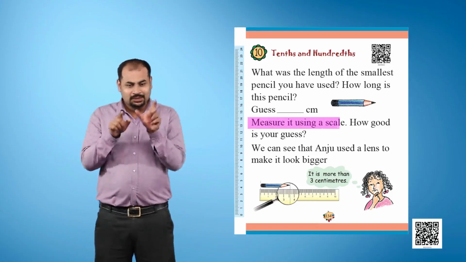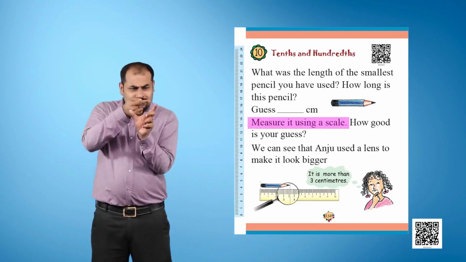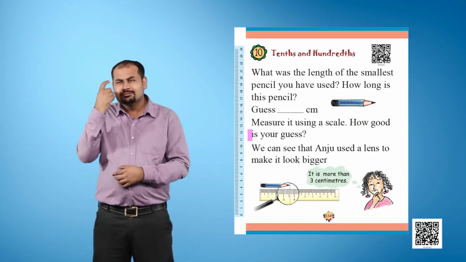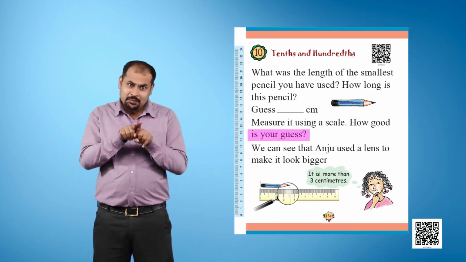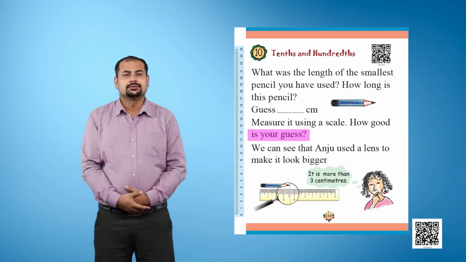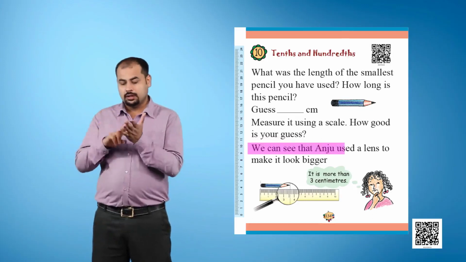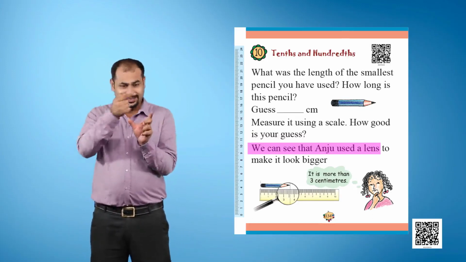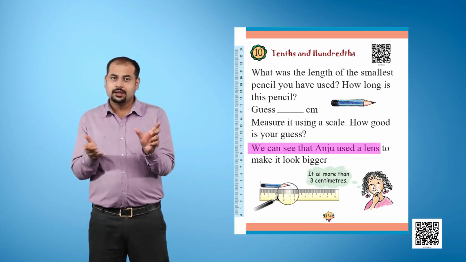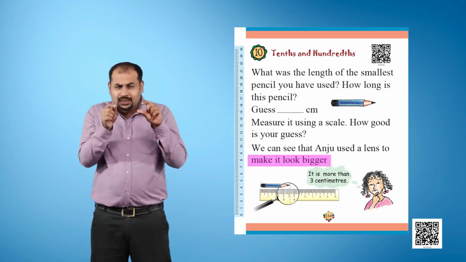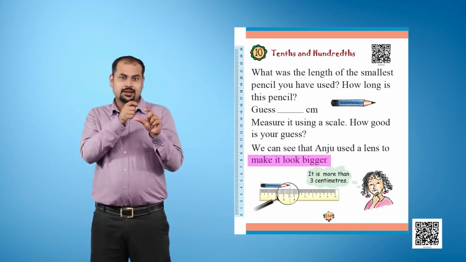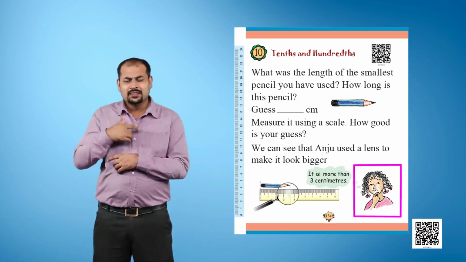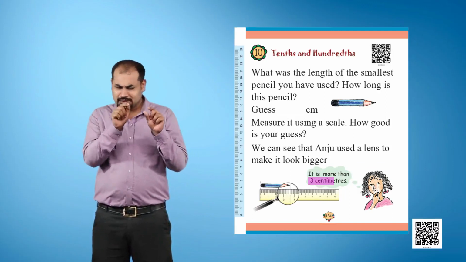Measure it using a scale. How good is your guess? We can see that Anju used a lens to make it look bigger. Given below is a picture of Anju thinking and talking to herself. It is more than 3 centimeters.